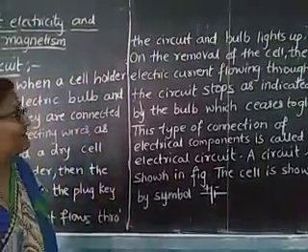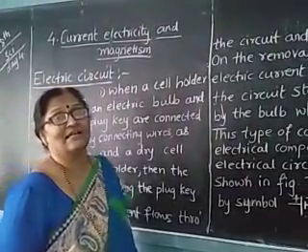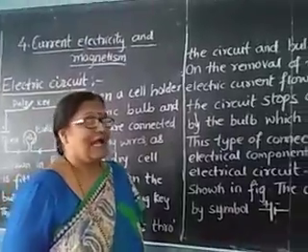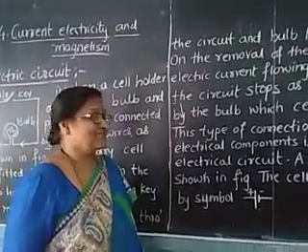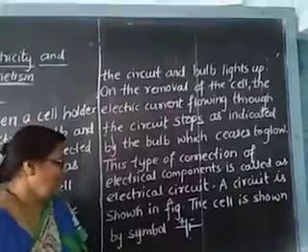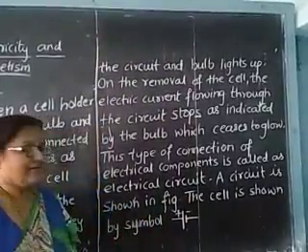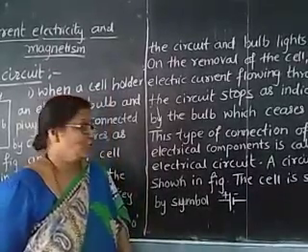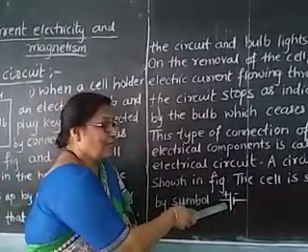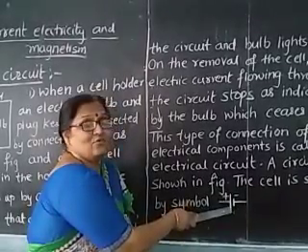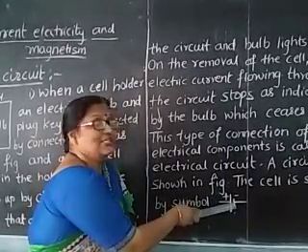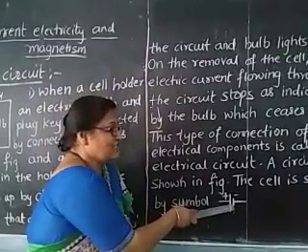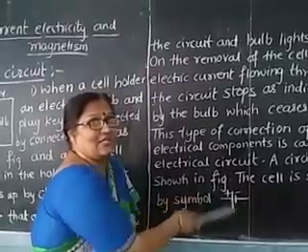That means the electrical circuit is complete whenever there is a plug key, a cell and a bulb, and these are connected by the connecting wires. Then and only then is the circuit complete. The circuit is shown in the figure. Now the cell which we have connected into the circuit is shown by the symbol of two dashes. One is long and one is short. The long one is denoted as the positive terminal and the short one as the negative terminal.